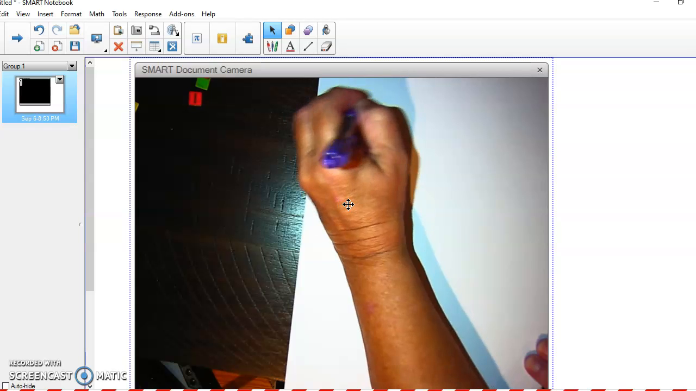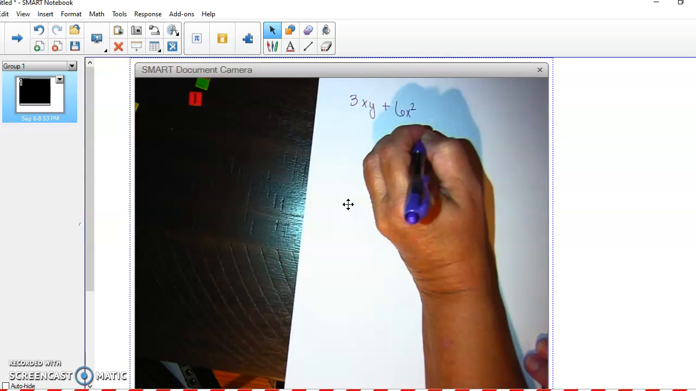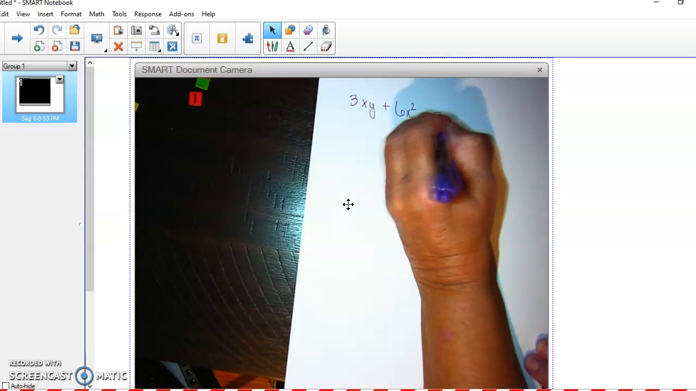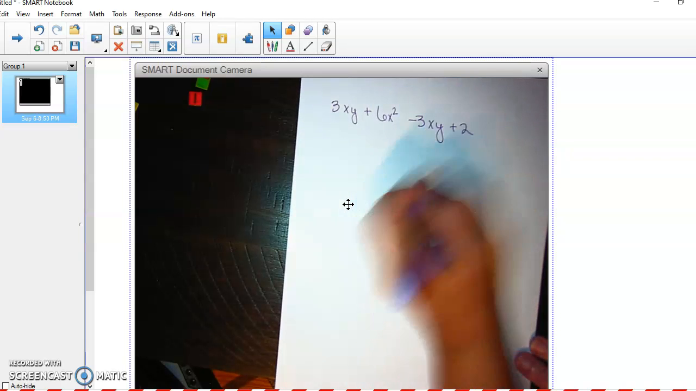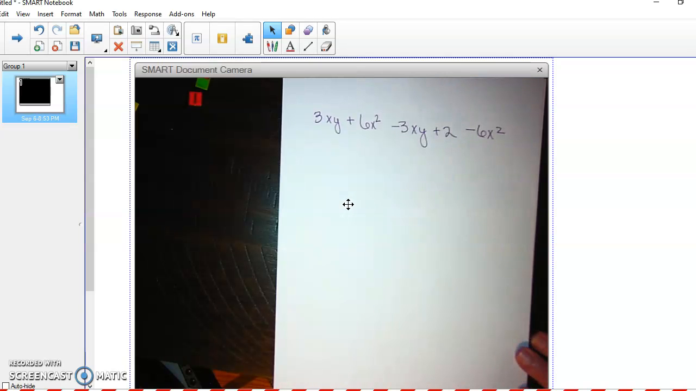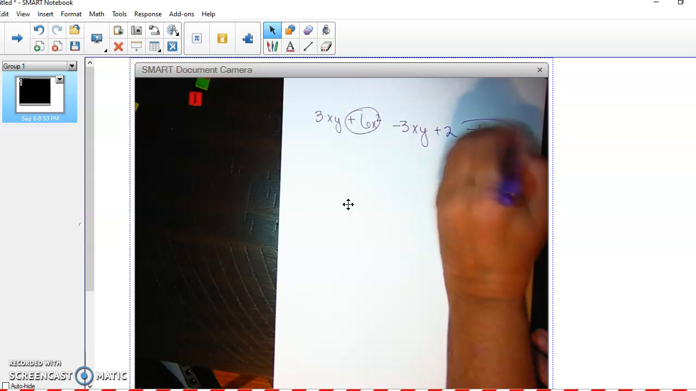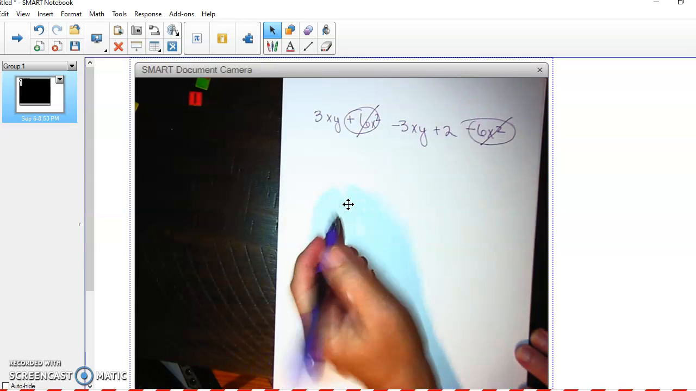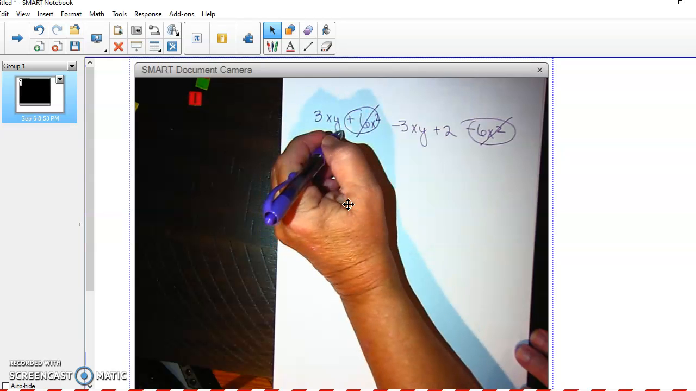Okay, next one. Let's do 3xy plus 6x squared minus 3xy plus 2 minus 6x squared. Let's look at the squares first. There's a plus 6x squared and a minus 6x squared. It's gone. Now let's look at these. There's nothing there, right? Now we have a 3xy and a minus 3xy. So we only have the 2.